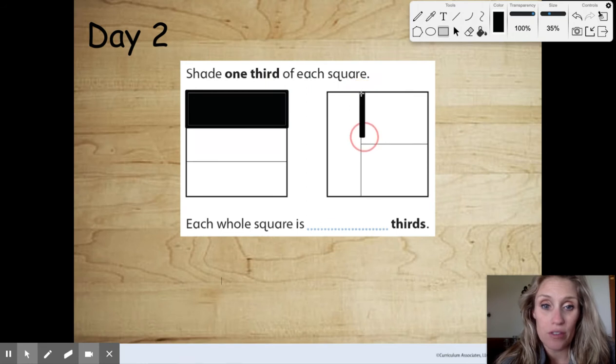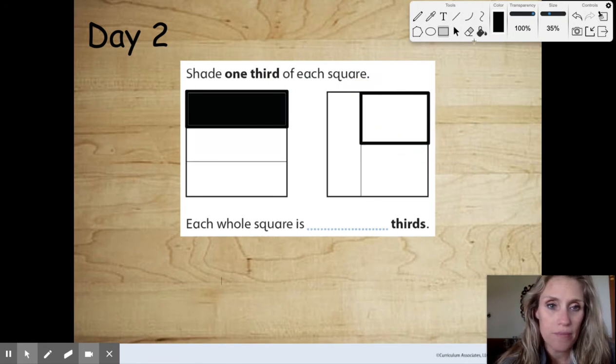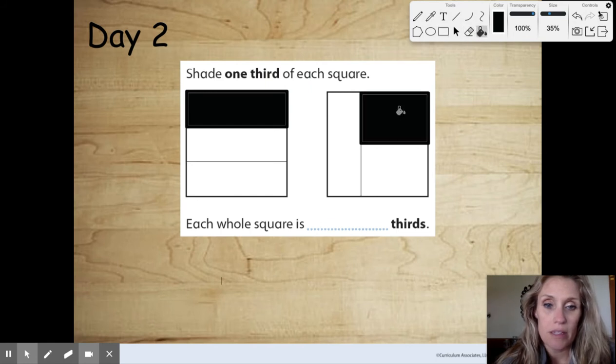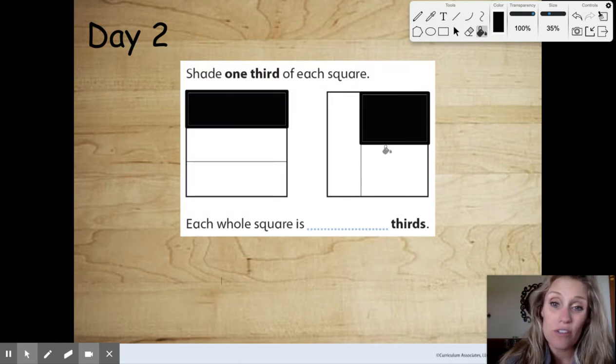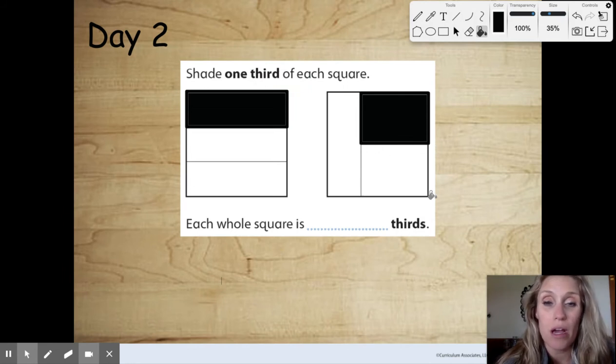So you could have done this square. Maybe there's your 1/3. You could have done the long one over here as your 1/3. And it's also still correct to just have shaded just the bottom one, as long as there's only one of the 3 spaces filled.